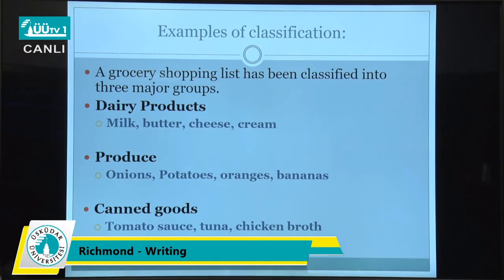This is a very simple example, but still here we can see the principle in the classification. In the dairy products, they share one principle. And again, in the second group, they share the same principle. And in the third group, they have the same principle.